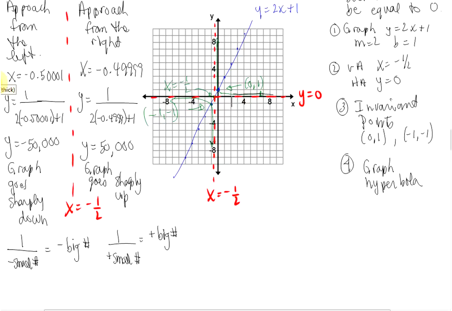So let me just finish up this discussion on what happens to the graph as it approaches the x-axis. Okay, so our horizontal asymptote then is where y equals 0. And let's see what happens to y above the x-axis.